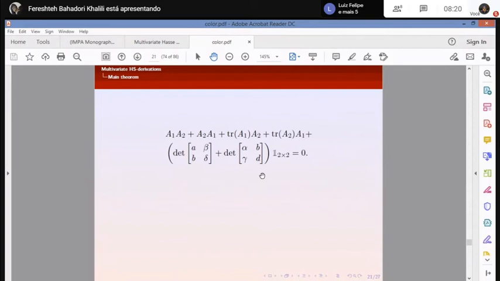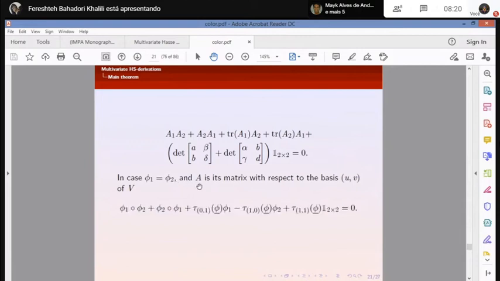Now, if we consider phi 1 equal to phi 2 with the same matrix A, then this equality that we had before becomes just this, which is the usual classical Cayley-Hamilton theorem, and it shows in which sense we are saying that these theorems are a generalization of the Cayley-Hamilton theorem.